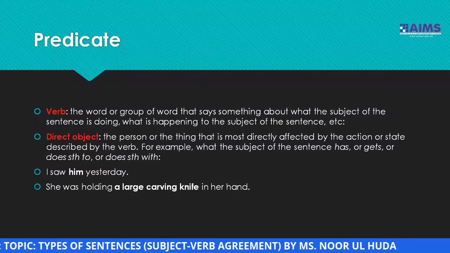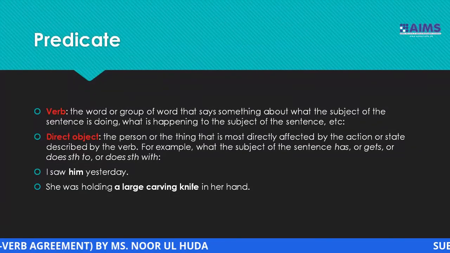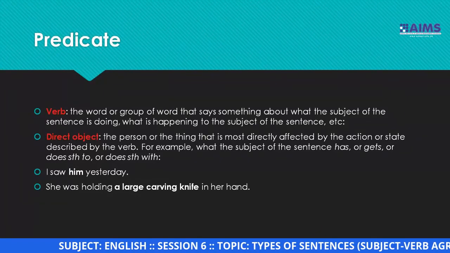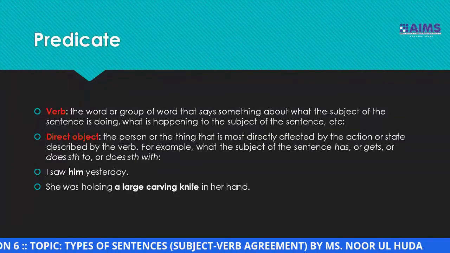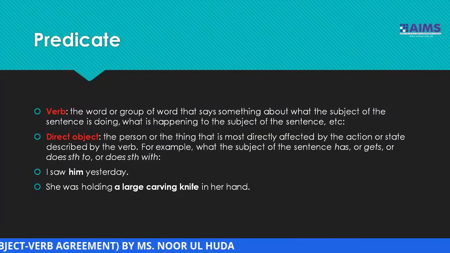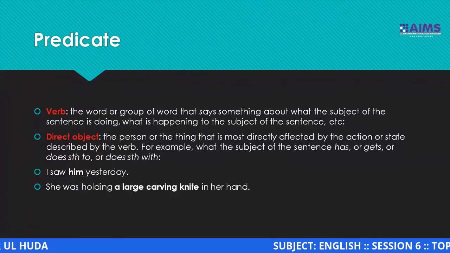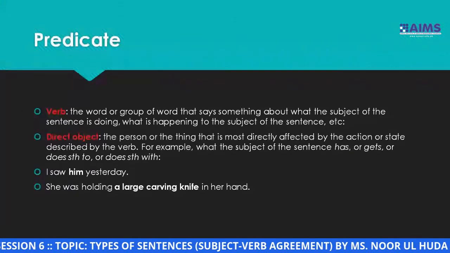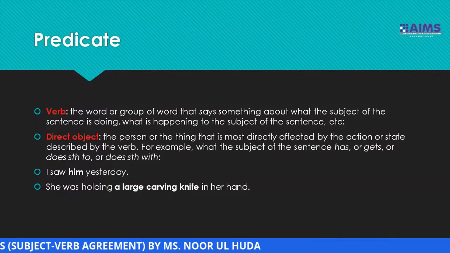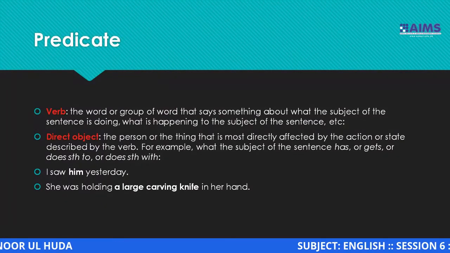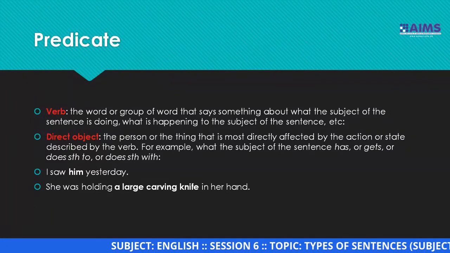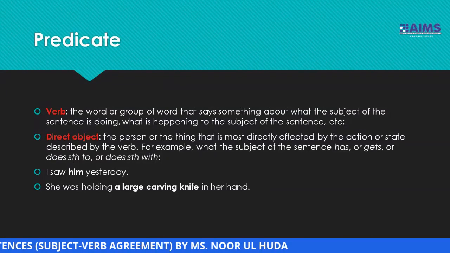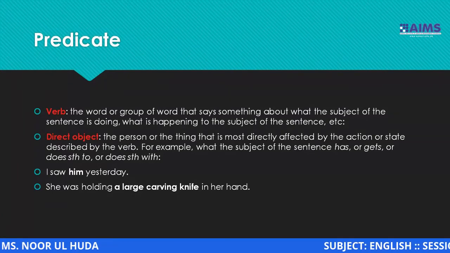Okay. In some sentences, there could be direct objects, and in some cases, there could be indirect objects. So what is the direct object? Direct object is the person or the thing that is most directly affected by the action or a state described by the verb. For example, what the subject of the sentence has or gets or does something with. This is the important thing: something with. There is a strong link of the verb with that of the object. I saw him. Who did I see? Him. So "him" is the direct object.